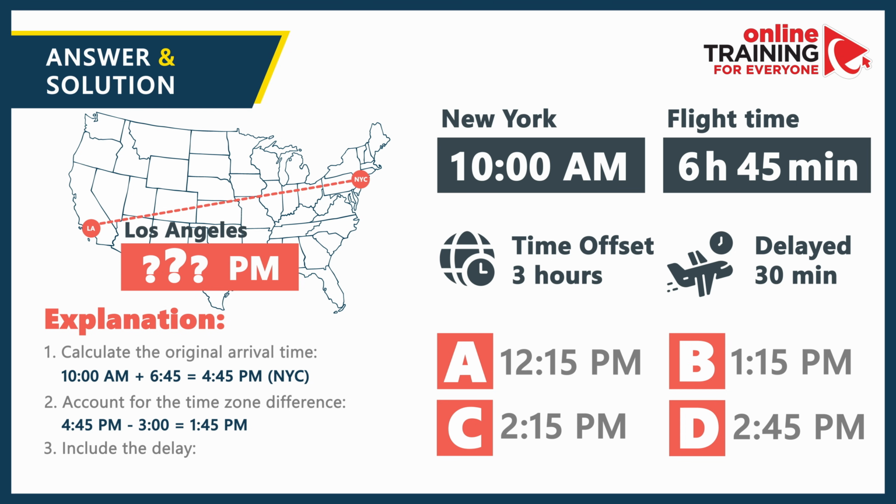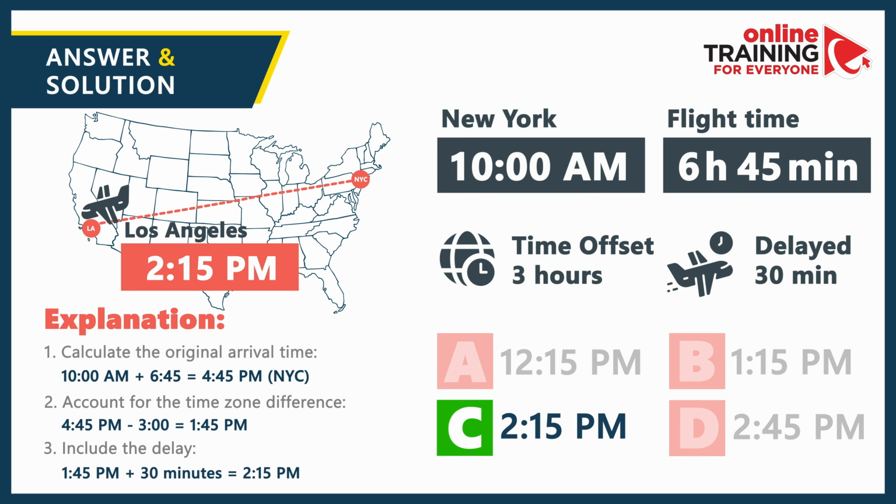And in step 3 of the calculations, we need to account for the delay. Let's add the 30-minute delay to account for headwinds. 1:45 p.m. plus 30 minutes equals 2:15 p.m. So the correct answer here is choice C, 2:15 p.m.